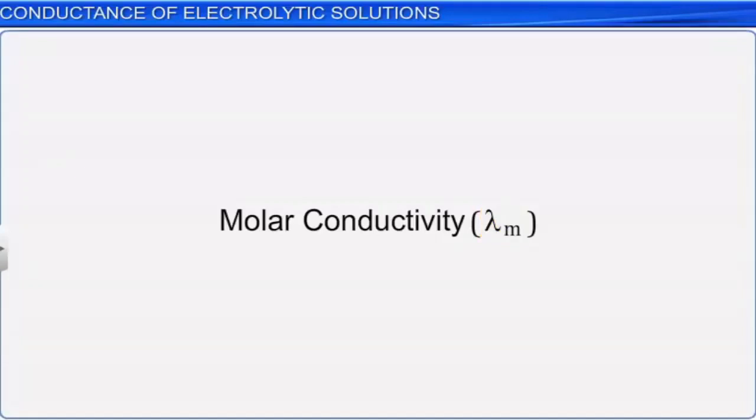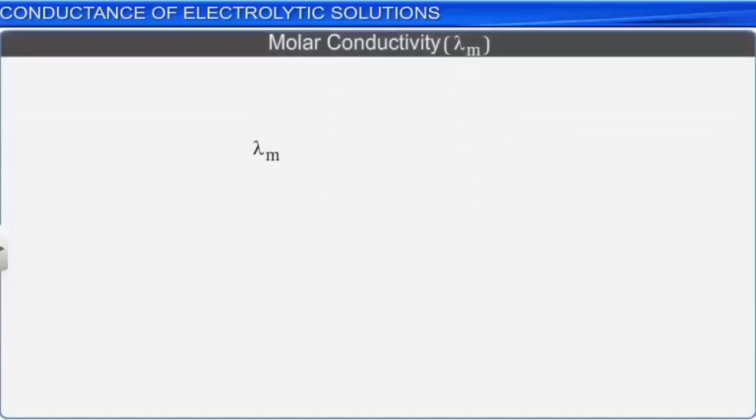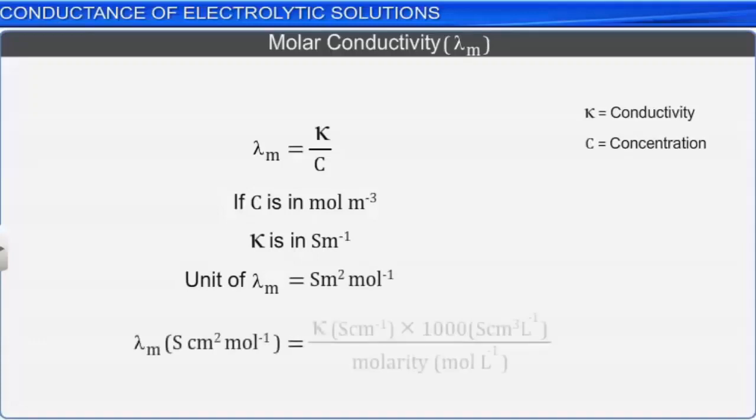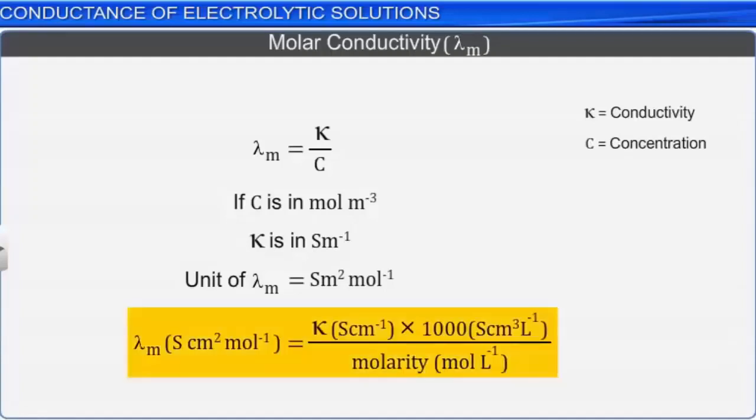Molar conductivity is related to solution conductivity by the equation lambda m is equal to kappa, or conductivity divided by concentration of the solution. If concentration is expressed in moles per cubic meter and conductivity in Siemens per meter, then the unit for molar conductivity can be written as Siemens meter square per mole. To use molarity, which is a far more common concentration unit for chemists, we need to convert the units, resulting in the second equation given here.